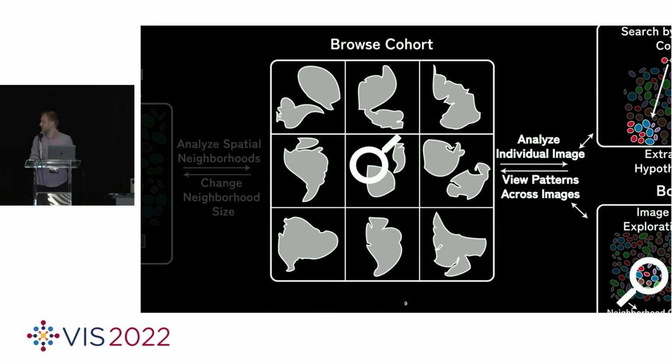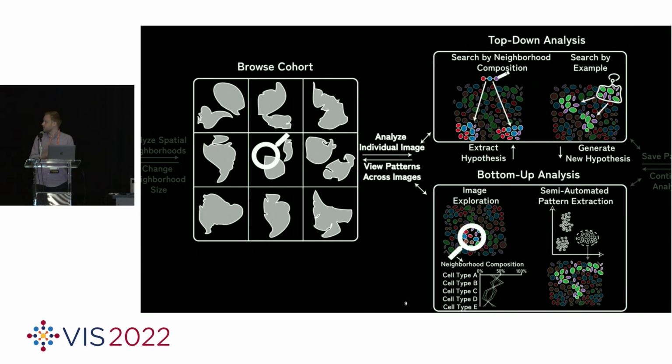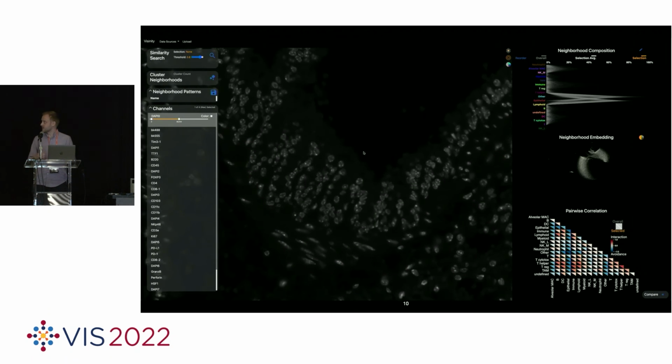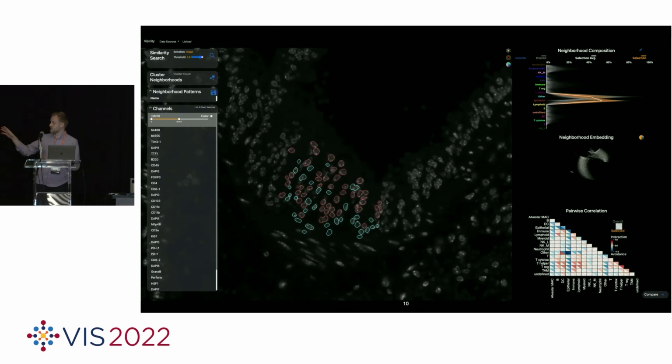So once they've looked at a specific tissue and they want to investigate the spatial neighborhoods in that tissue, our workflow supports both bottom-up and top-down analysis. And I'll start with just bottom-up analysis. So a user can zoom and pan around the image and select regions of interest. And when they do so, the cell types in that region are highlighted with color-coded outlines.